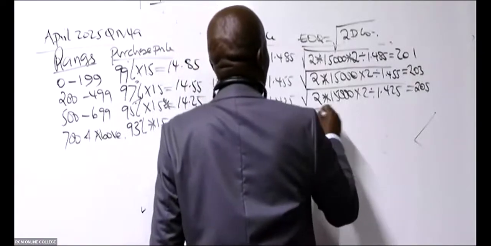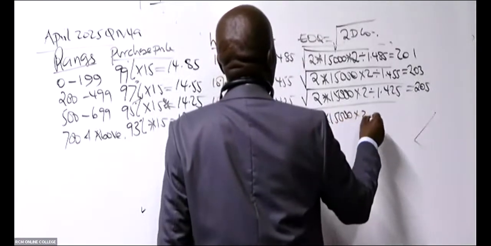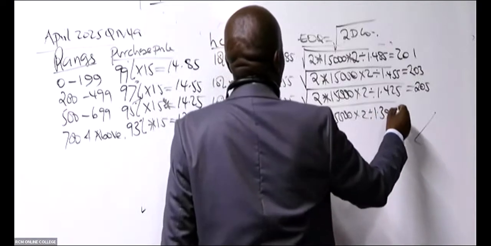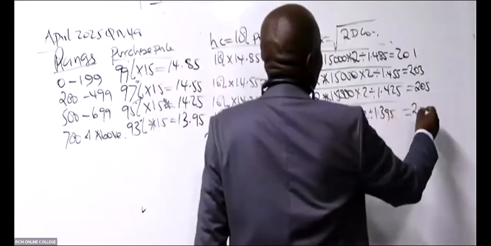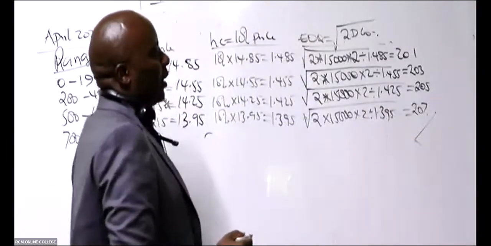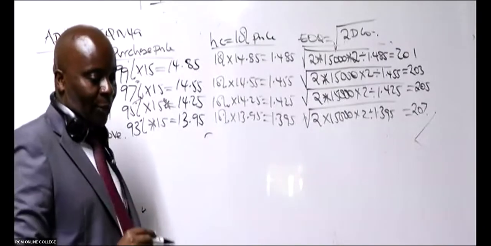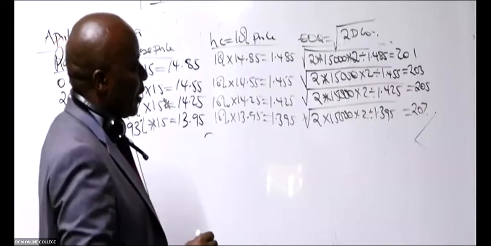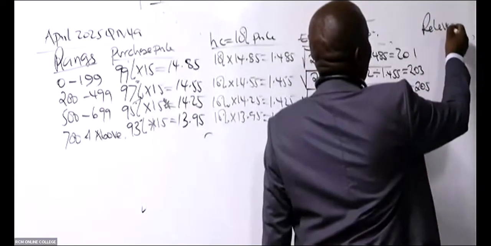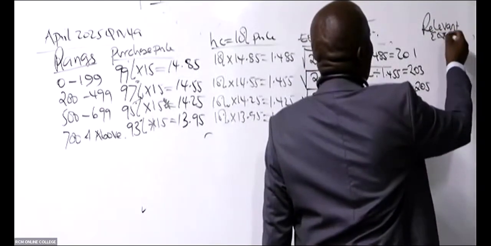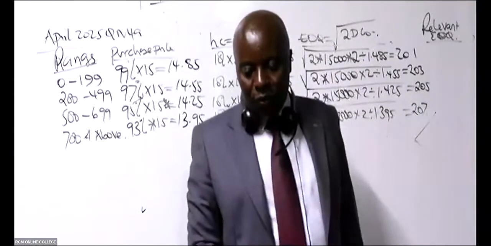The last one, square root of 2 times 15,000 times 2 divided by 1.395. So what figure are we able to get here? 207. Great. Then get ahead and give us the very last column for this table 1. Give us what we call the relevant EOQ. Relevant EOQ, for each class.